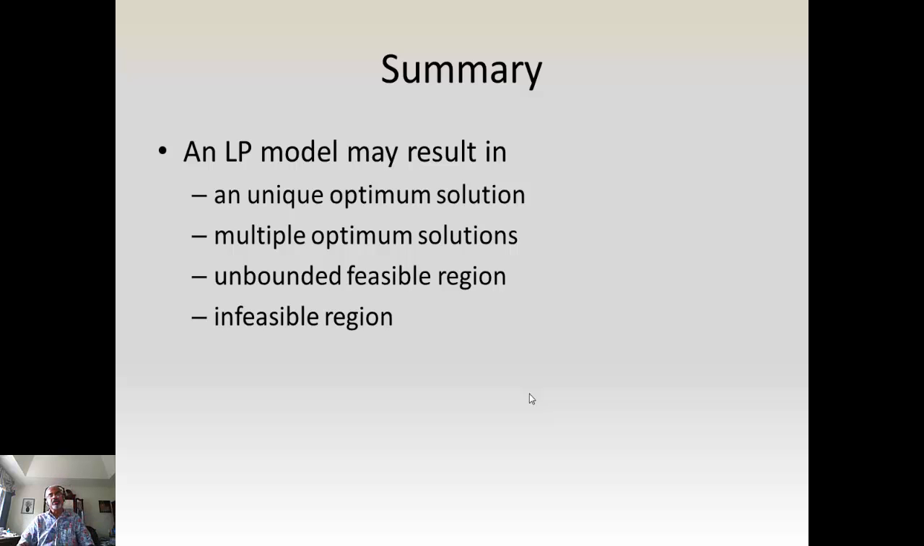So in summary, for an LP problem, you may have a unique optimum solution, or you have multiple optimum solutions, or you will have an unbounded feasible region and an unbounded solution, which means your model is most likely incomplete, or infeasible region, which means your model has some kind of error.